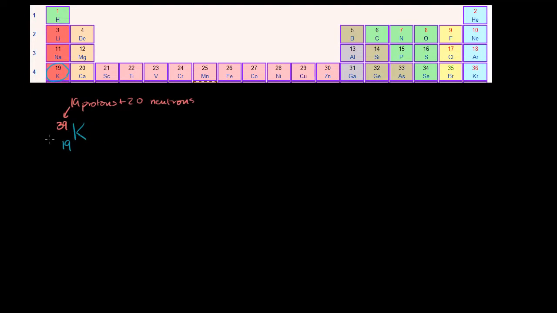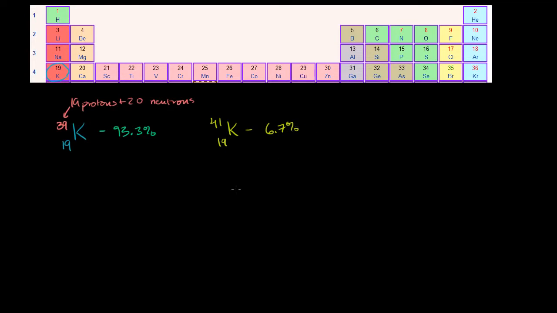It accounts for 93.3%, I'm just rounding off, of the potassium that you would find on Earth. Now, some of the other isotopes of potassium: once again, writing the K and the 19 is a little bit redundant. You also have potassium-41, so this would have 22 neutrons. 22 plus 19 is 41. This accounts for about 6.7% of the potassium on the planet.